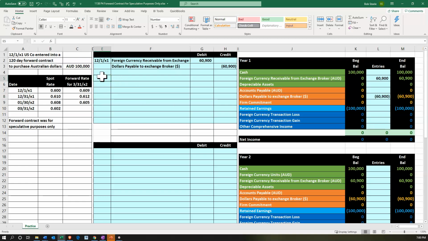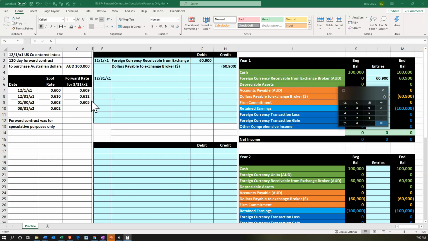Okay, so then we're going to say that on 12/31/X1, this is the end of the year, so we have to revalue this forward transaction. So we will then revalue the forward transaction. It's on the books at, of course, that 60,900. Now the forward rate as of 12/31/X1 is 0.612.